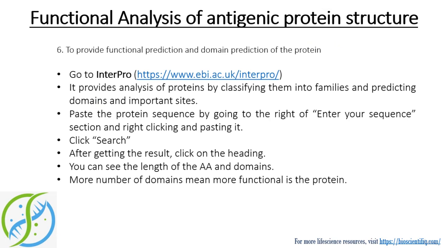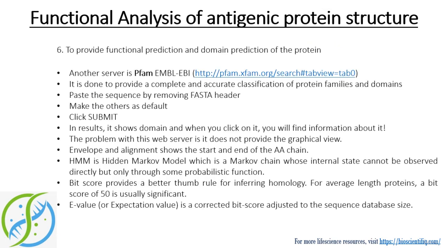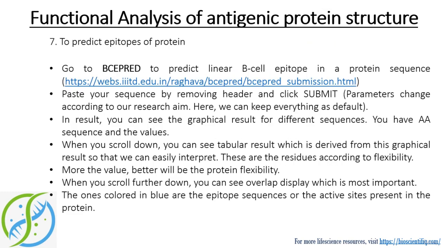Okay. After the functional prediction as well as the domain prediction, our next step would be considering a protein which is antigenic, non-allergic, which has stability in terms of physiochemical parameters, and which has more number of domains. Our next step will be to predict the epitopes. So we'll be considering a protein which has a lot number of epitopes, because epitope or antigenic determinant is a really important factor in this particular reverse vaccinology design.